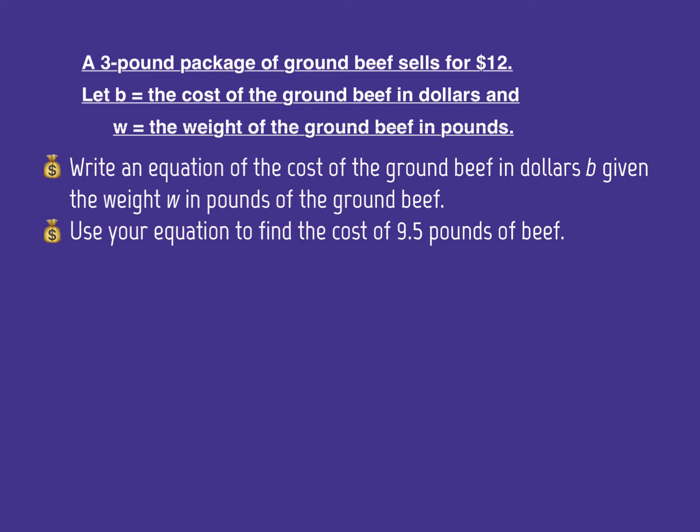Okay, here we are. A 3-pound package of ground beef sells for $12. Let B equal the cost of the ground beef in dollars and W the weight of the ground beef in pounds. Okay, a 3-pound package of ground beef sells for $12. B is the ground beef. Then it says write an equation of the cost of the ground beef in dollars, B, given the weight, W, in pounds of the ground beef.